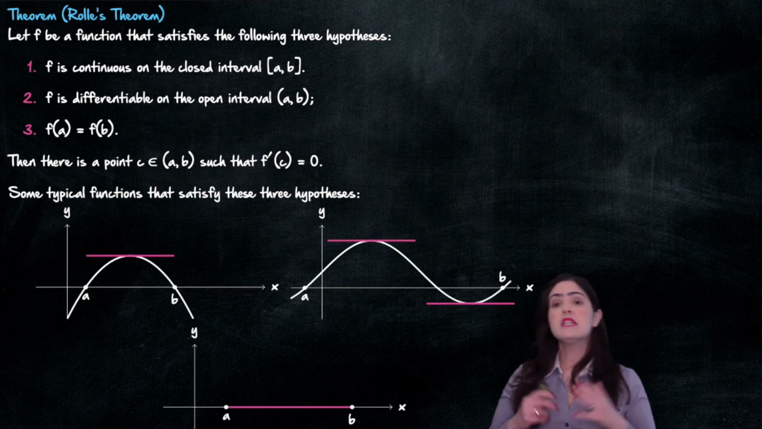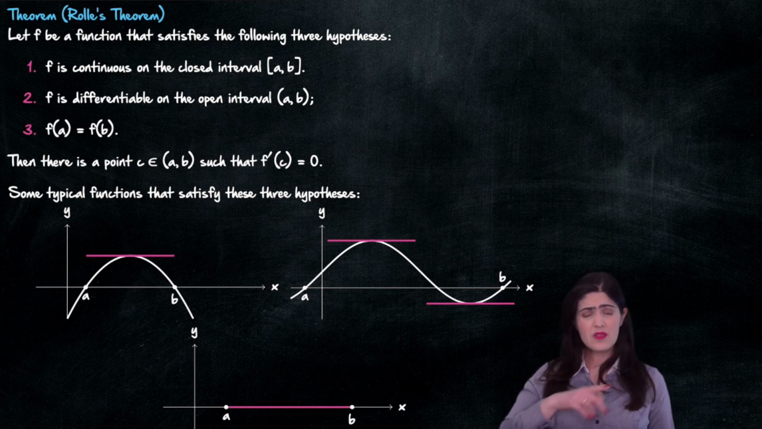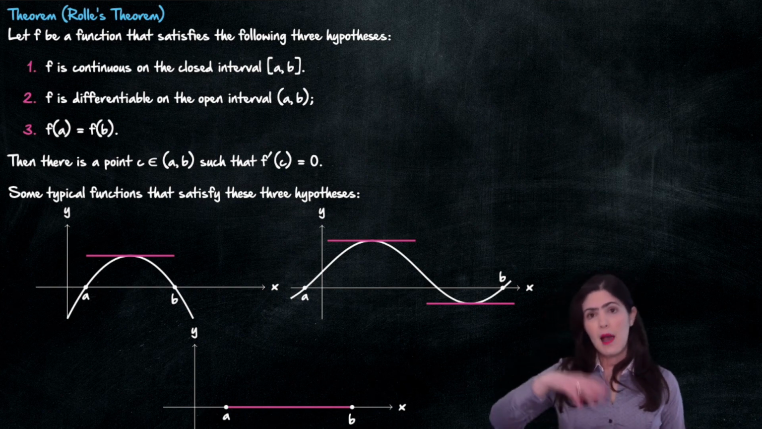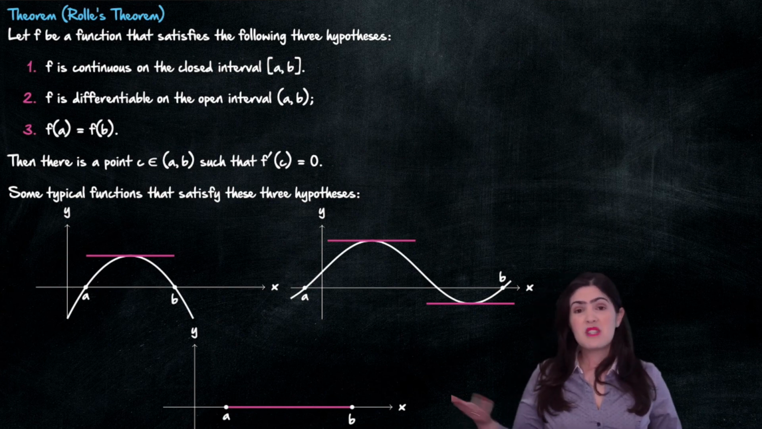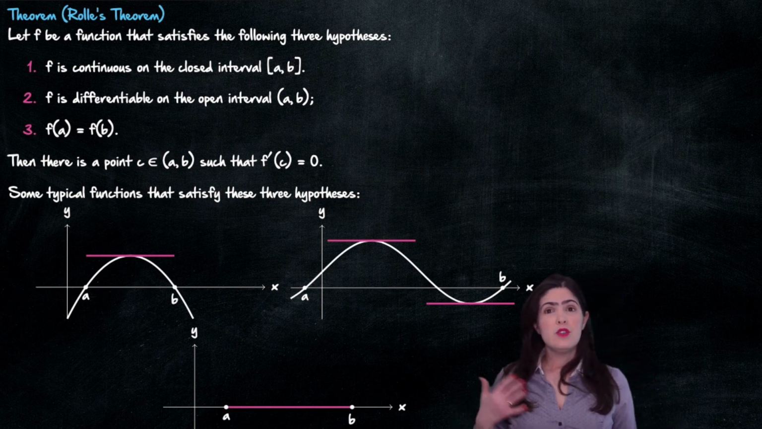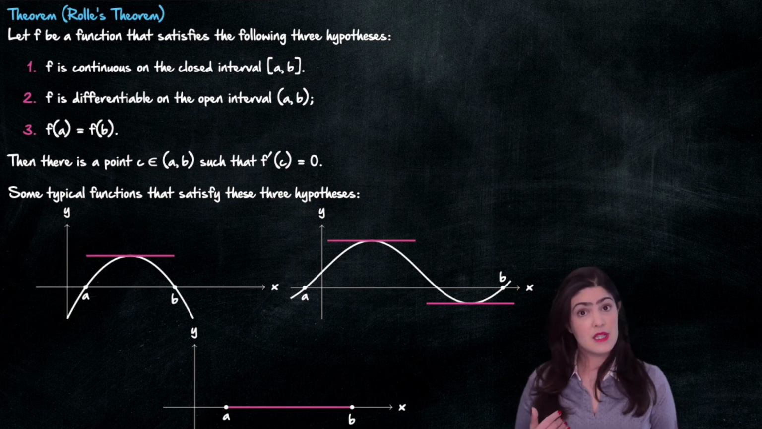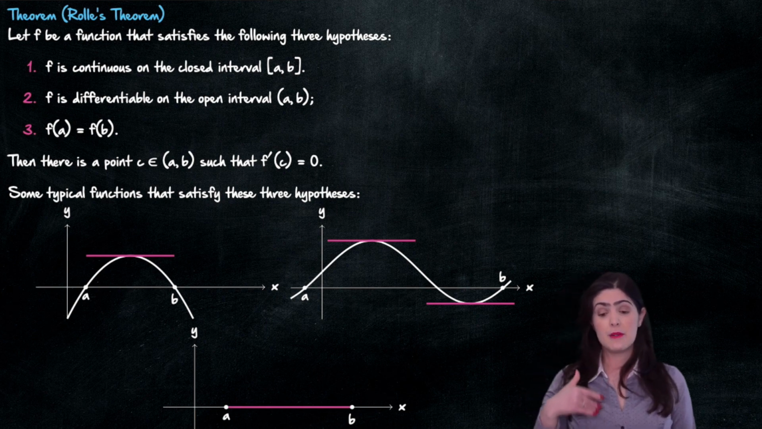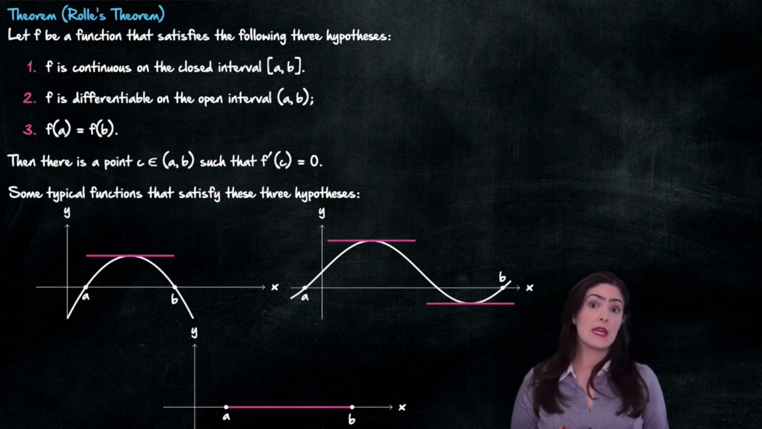So here we have some typical functions that satisfy these three hypotheses. We had this one, well, it goes up and then it goes down. Then this one goes up, down, and then up again. We have a constant function. These are some typical scenarios that we can have. And if you see here, the points where the derivative is 0 correspond to points where the tangent line to the curve is horizontal. And it seems that those happen precisely where we have a maximum or a minimum. And that is the idea that we're going to use here in this proof.